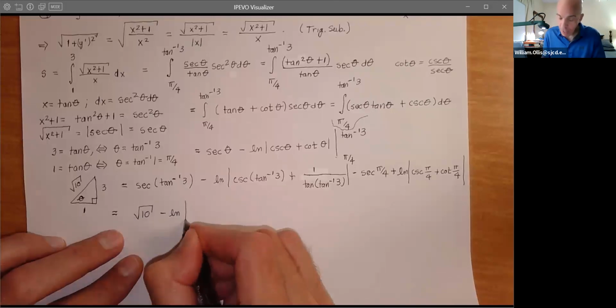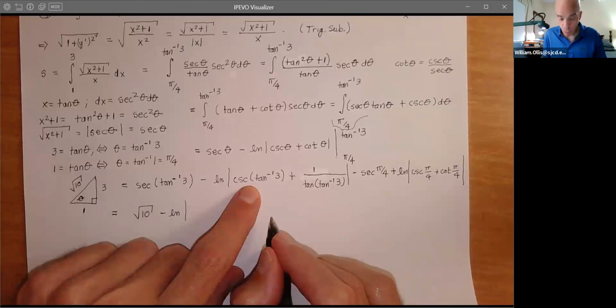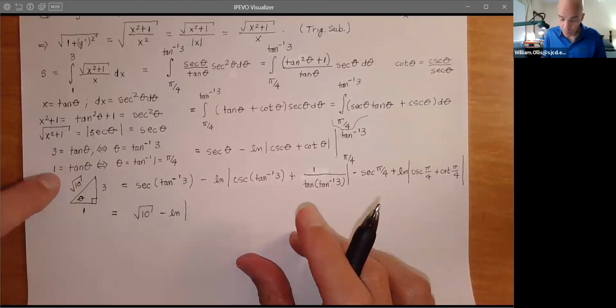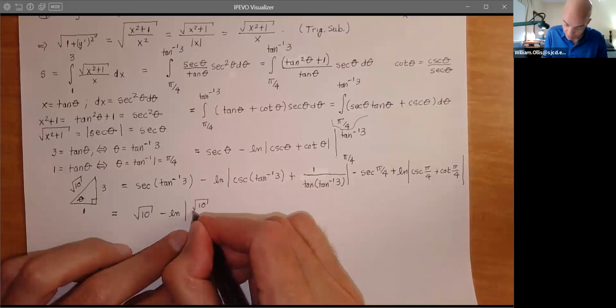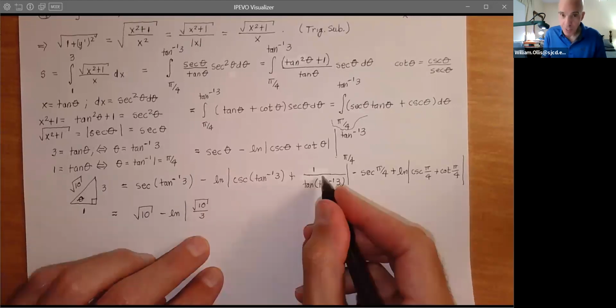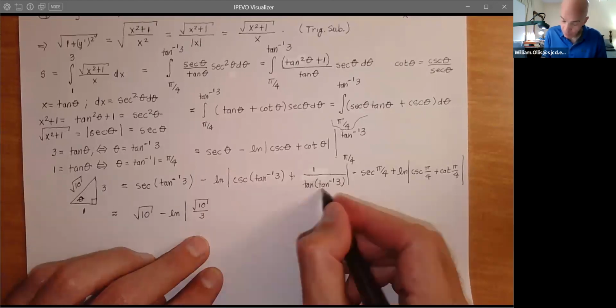And now we have cosecant. So that will be hypotenuse over opposite. That's just the flip of the sine. And then, of course, this is 1 over 3 because these are inverses.